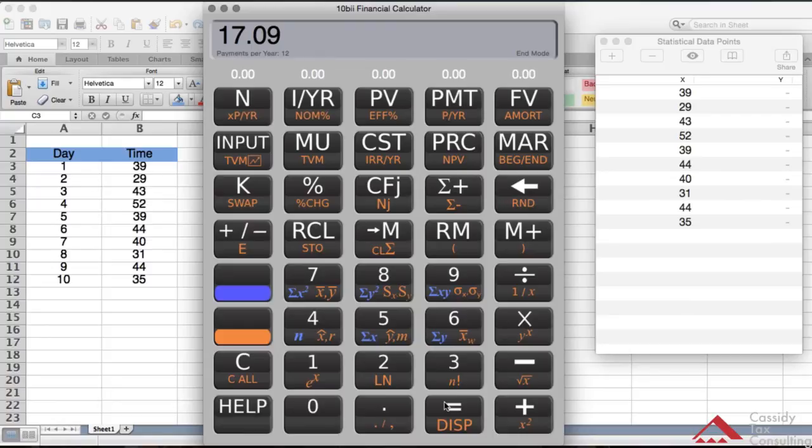so 17.09, but in the book it says 17.10, but it's the same. It's the right calculation. If it was rounded up to the nearest decimal, it would be 17.10. So I'm just going to leave it as it is, but that's very simple.